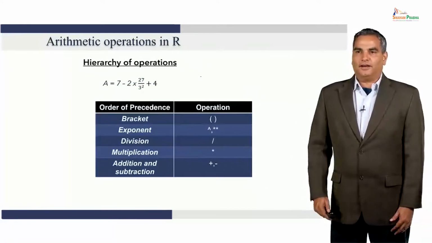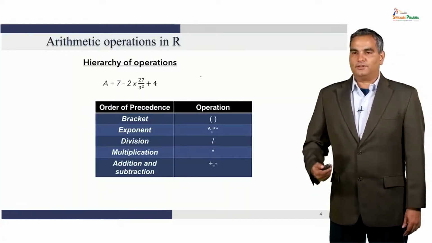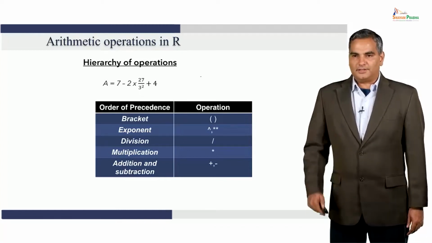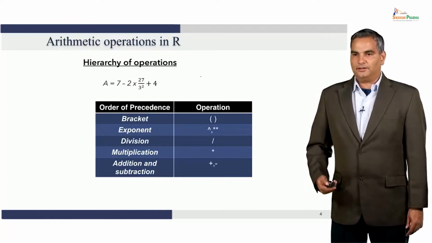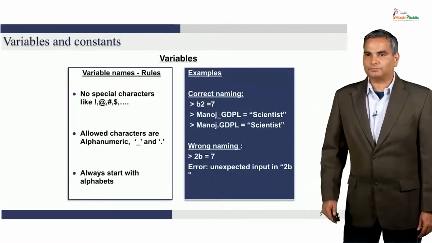In terms of arithmetic operations, there is a hierarchy of operations that you use in R, which is very similar to how we do normal computations. The order of precedence is bracket, exponent, division, multiplication, followed by addition and subtraction.